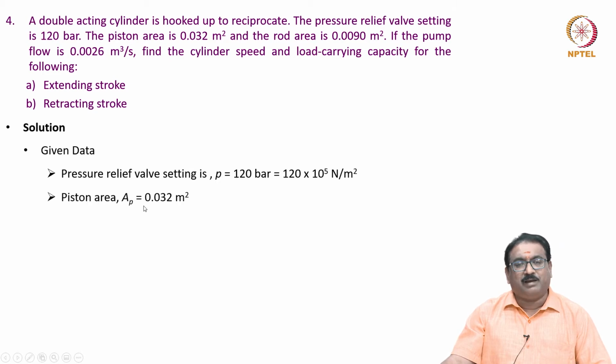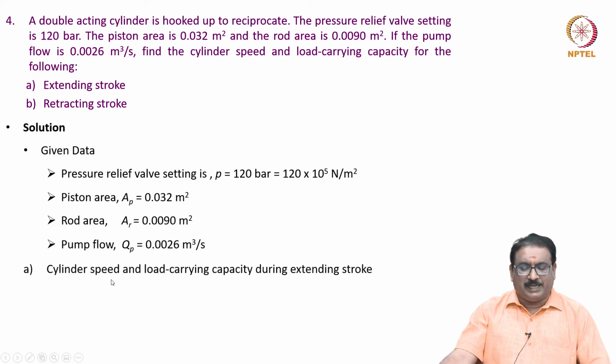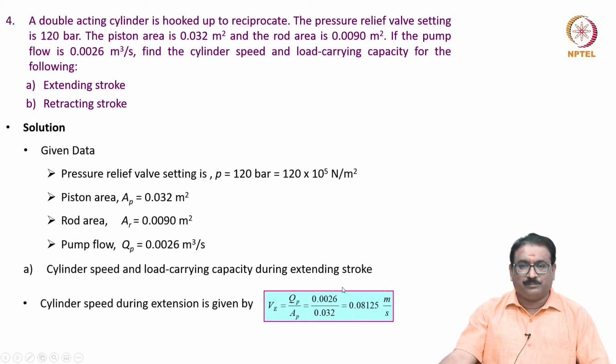Now, the piston area is given in meter square, no need to worry, and the rod area is also given in meter square, because I am choosing Newton per meter square, all units should be the same. Please remember, friends. Then pump flow QP equals 0.0026 m³ per second, all in the same unit. You will see, friends, cylinder speed and load carrying capacity during the extending stroke.